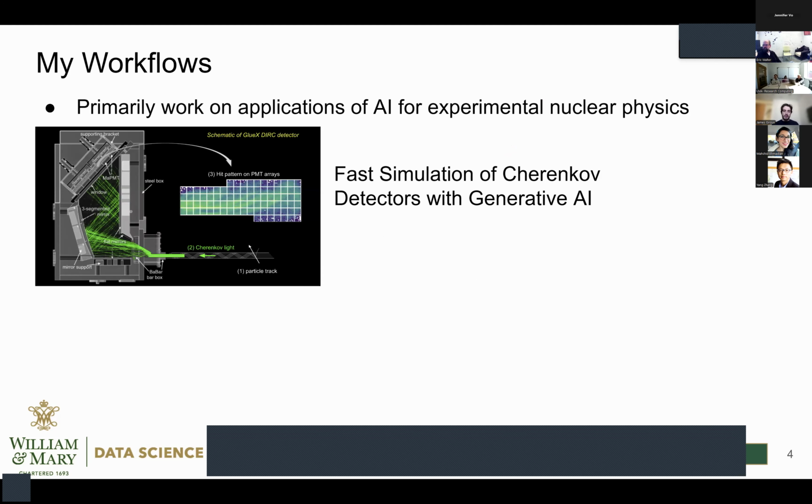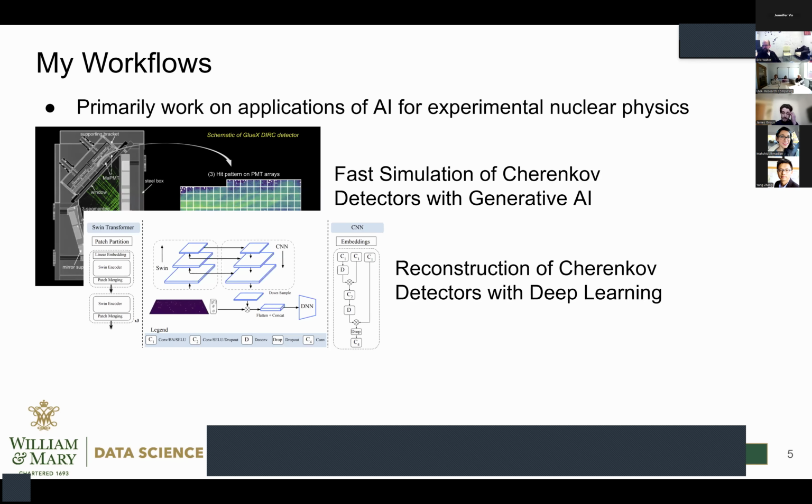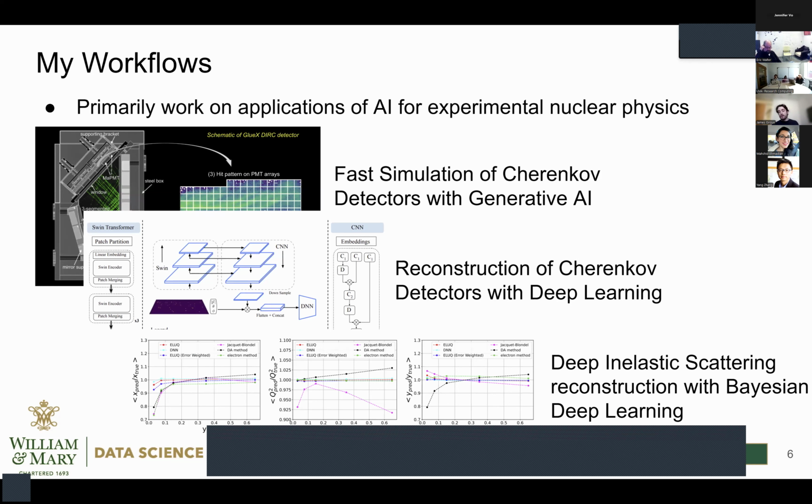But generally the things that I'm doing, at least nowadays, are things like fast simulation of Cherenkov detectors with generative AI, and reconstruction of Cherenkov detectors with general deep learning. When I say reconstruction, this is basically just something hit my detector and I want to know what it was, so very simple classification tasks. And then we also do some Bayesian deep learning. For specific physics interactions such as deep inelastic scattering, we are after high precision measurements. So we want to augment our network outputs with uncertainty so we can have a better analysis in downstream tasks.